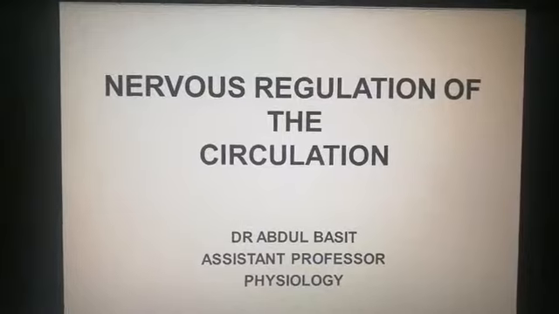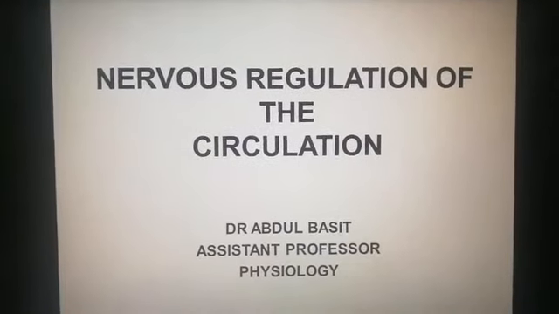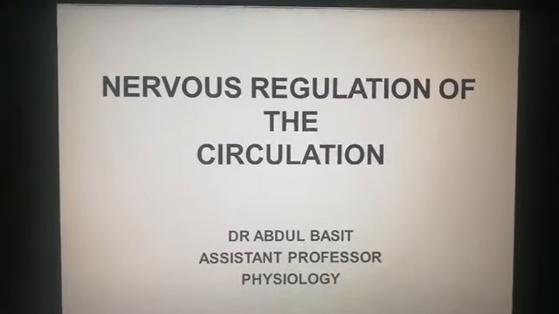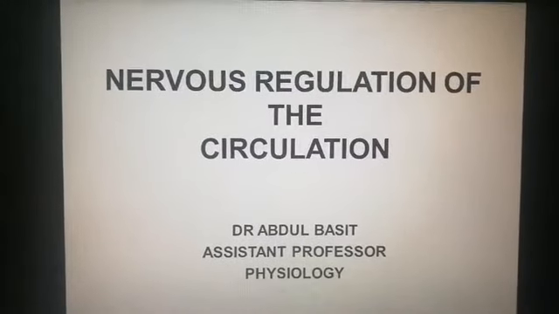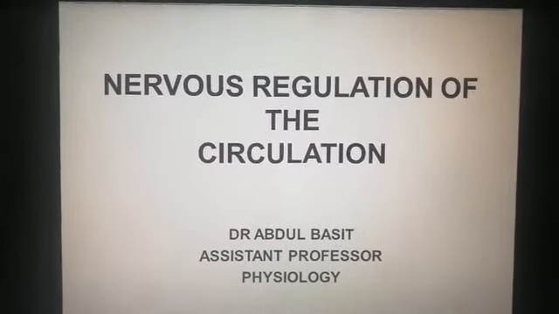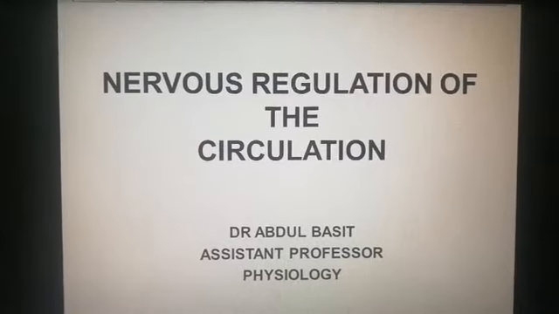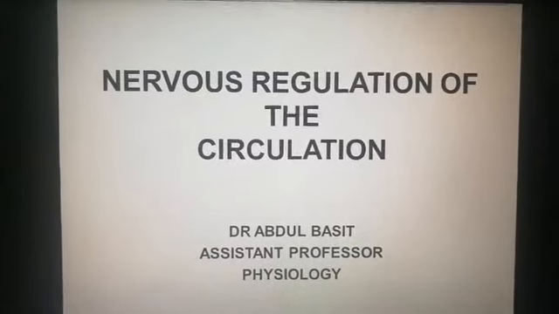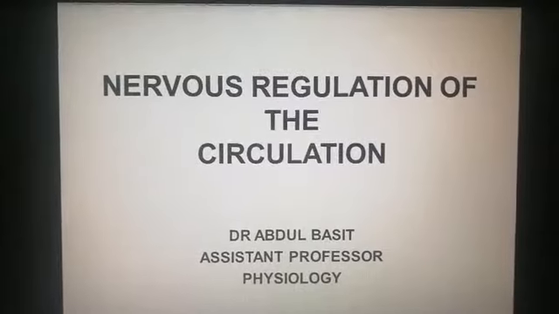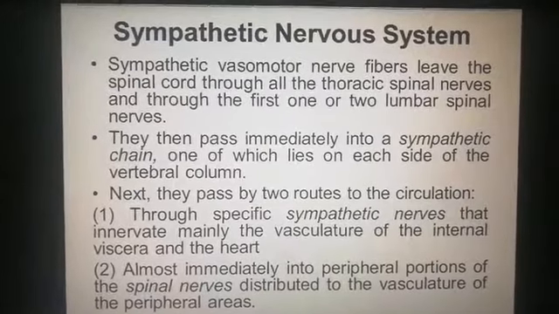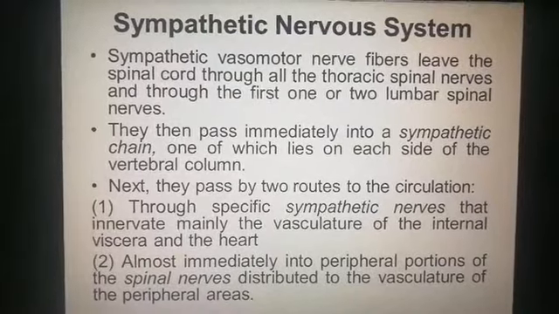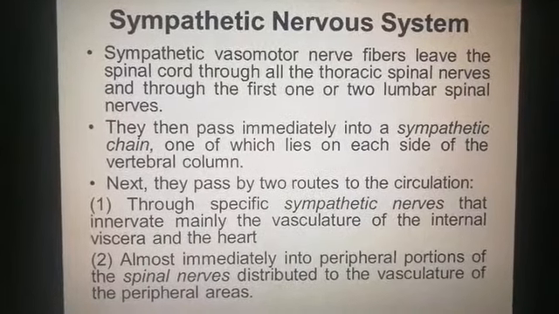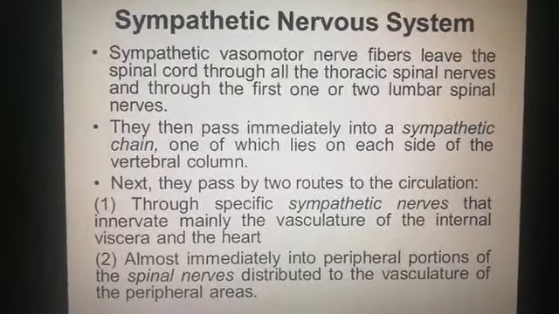It is the start of the fifth chapter of circulation from Guyton. In the nervous regulation, you know that the autonomic nervous system has the main control on circulation. The autonomic nervous system consists of two parts: the sympathetic nervous system and the parasympathetic nervous system. So firstly, we will discuss the sympathetic nervous system.